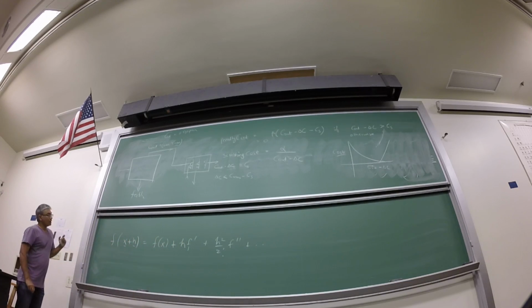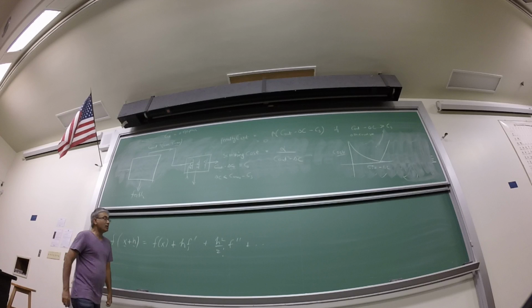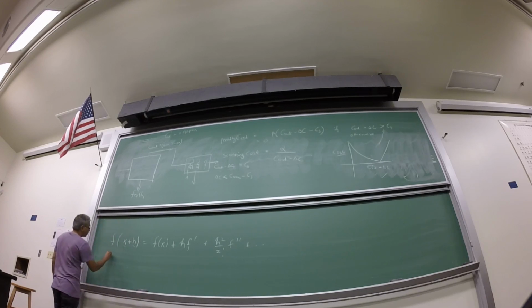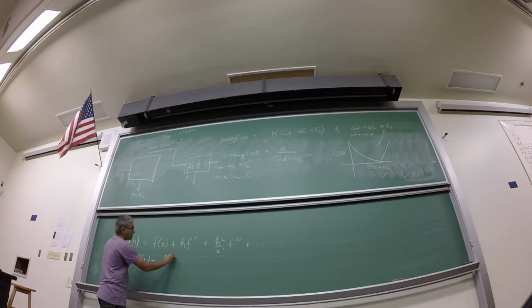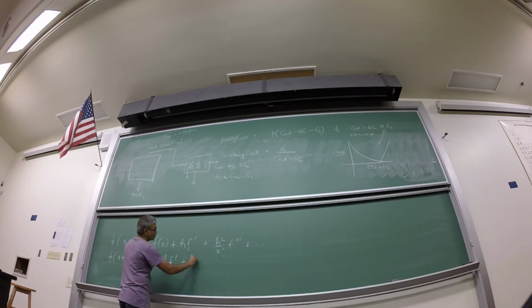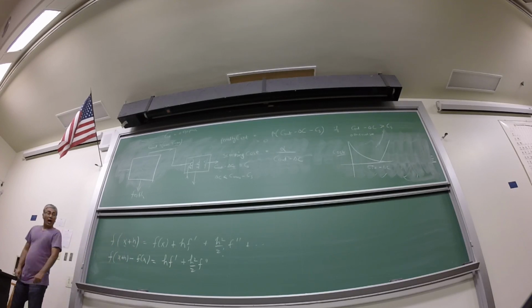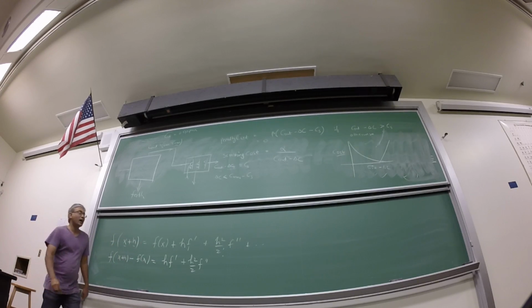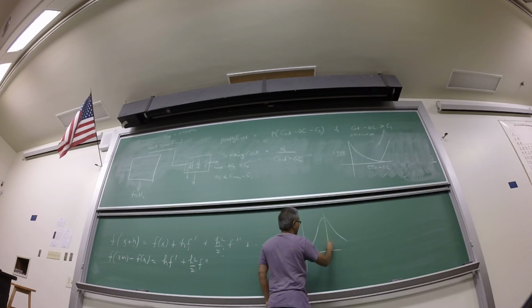Okay. Now let's see what it means for f to have a maximum at x. So to write it that way, we write f of x plus h minus f of x equals h f prime plus h squared over 2 f double prime, right? So now, what does it mean? Let's just draw a function. So let's say f, and let's say it has a maxima at x, right? And h is this distance.